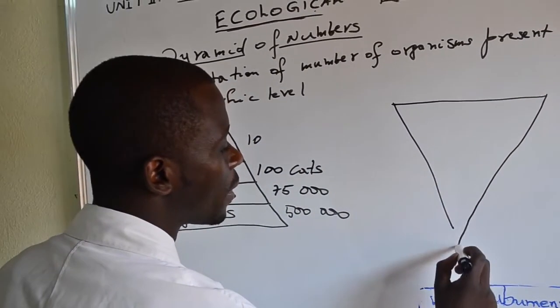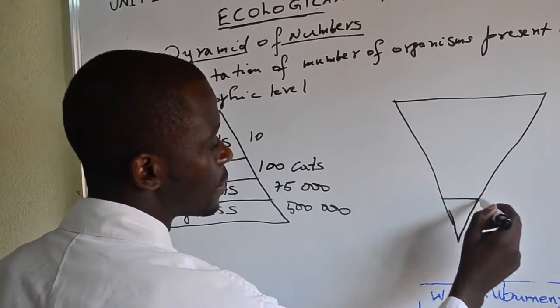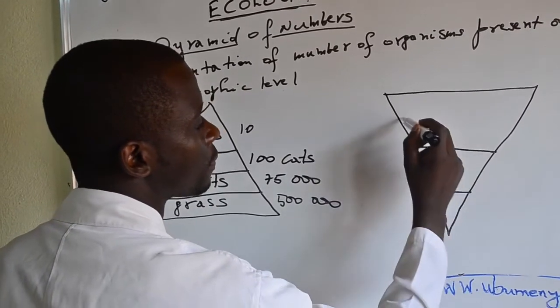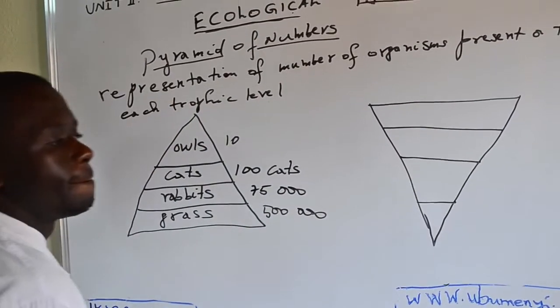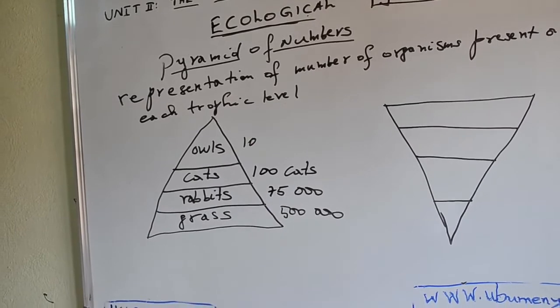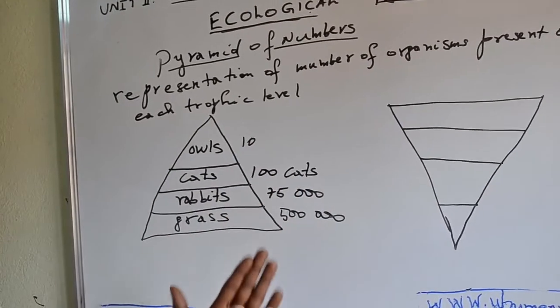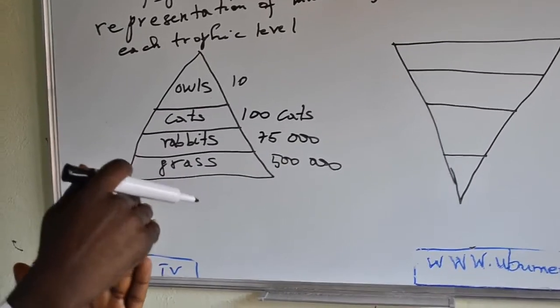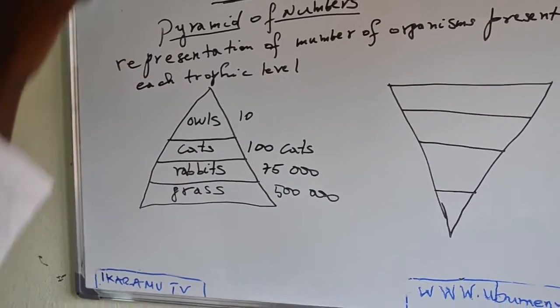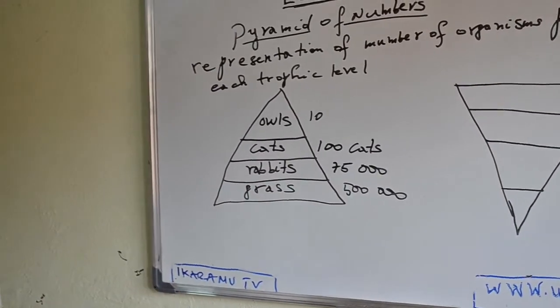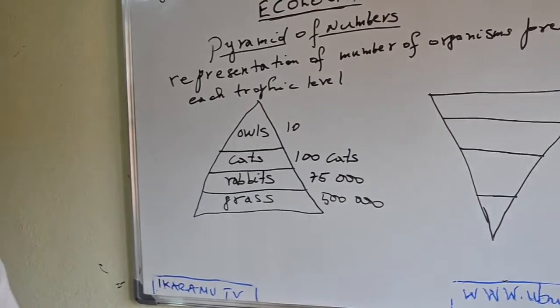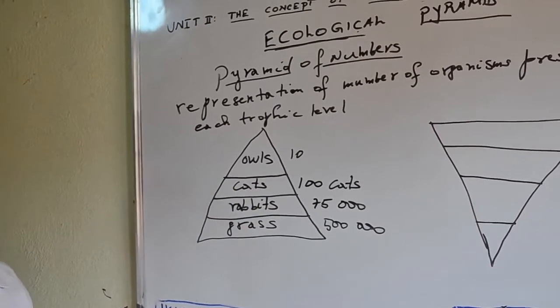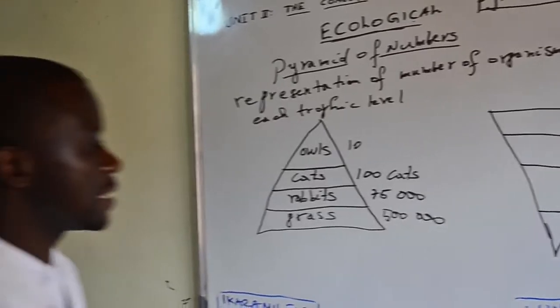These are all examples. When it's inverted like this, it shows that the numbers of the producers are lesser than the consumers, and as we move to the top, the numbers increase. These types of pyramids are likely found in the aquatic ecosystems.